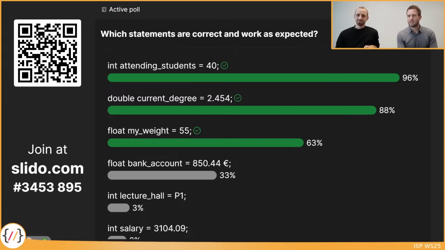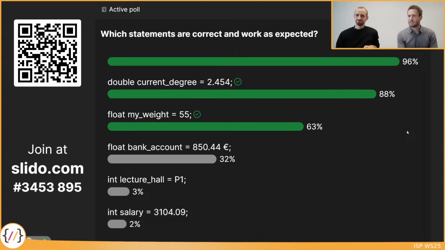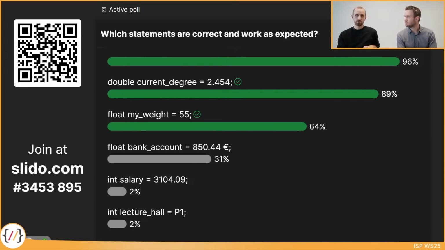The next one is interesting. So float my weight 55. Does that work too? Yeah, that works. So float can store decimal places, but in this case it's just 55.0, which works, of course. Float bank account 850.44 euro. This is tricky. The first part would work, but you cannot write euros here at the end. So this will not work. If we remove that, it would work again. Int salary 3104.09.